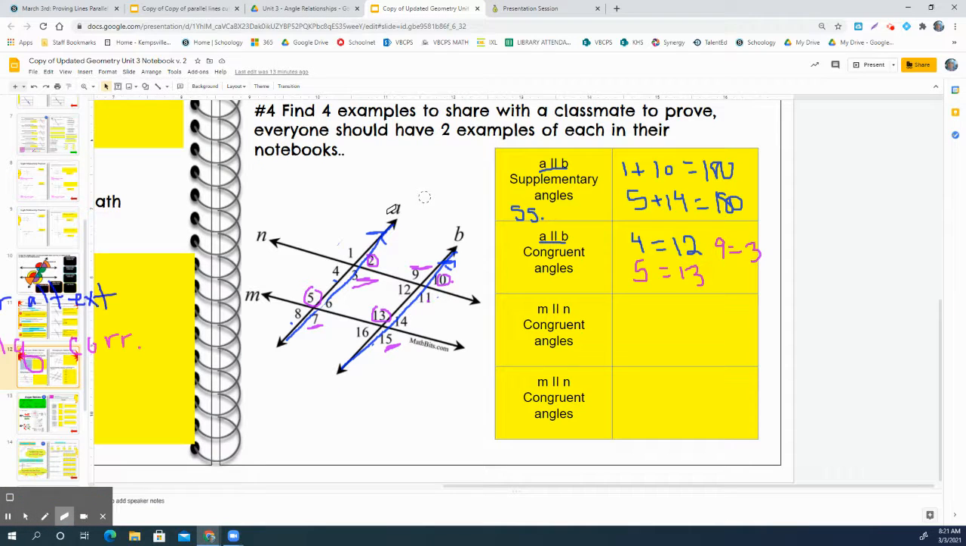Okay? So now let's erase all of this, and let's think about, everybody should have 2 examples, by the way. Does everybody have 2 examples?